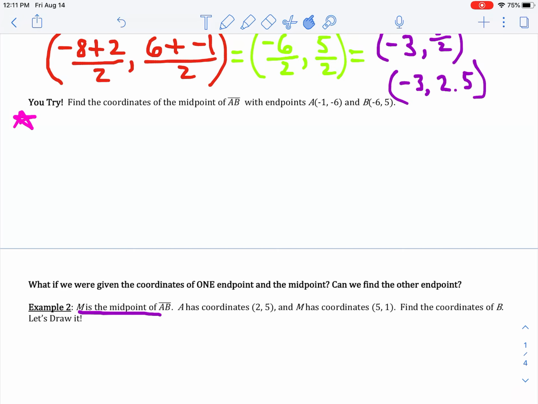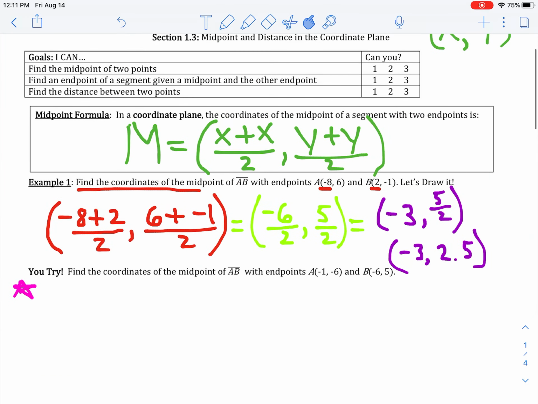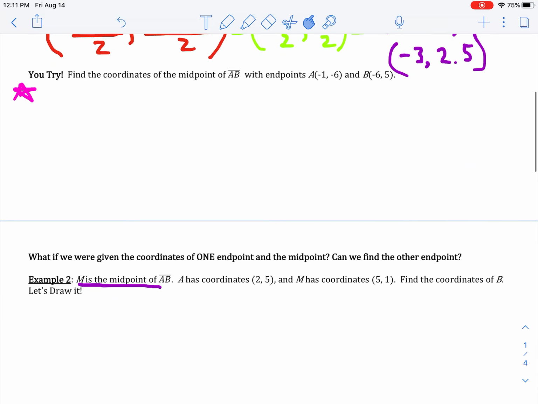You'll notice if you scroll back up to example 1, it said find the coordinates of the midpoint. So find the midpoint. If it asks us to find the midpoint, we're going to plug it into the formula. However, this one says M is the midpoint, and it wants us to find the coordinates of B. All right, so we're going to draw this to think about this. Now, midpoint means in the middle, right? We're trying to find the middle of the segment.